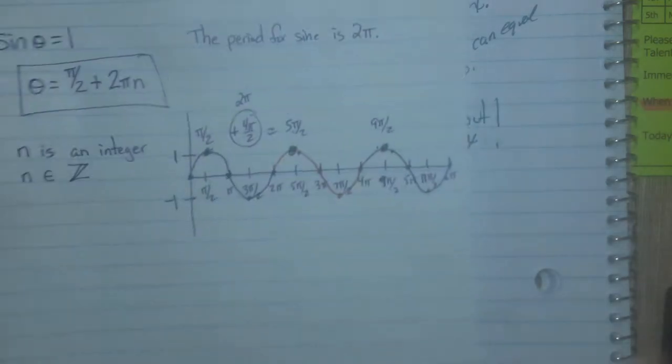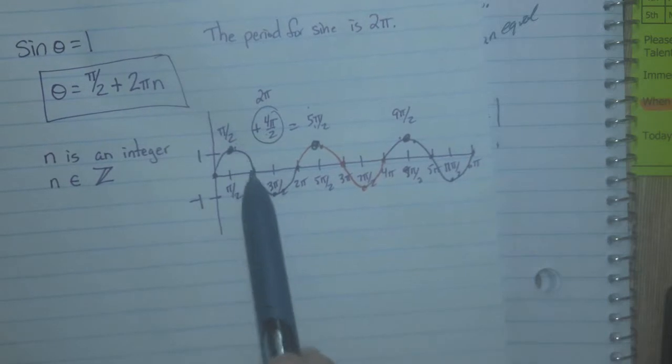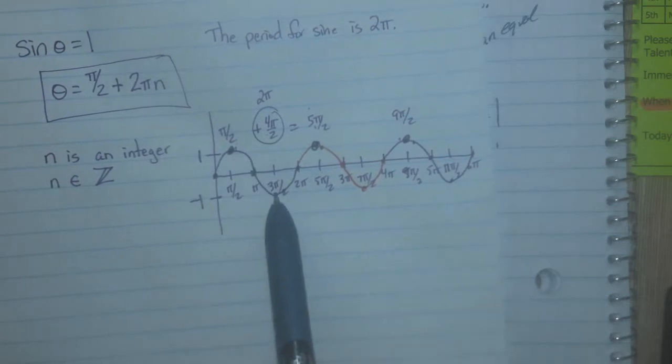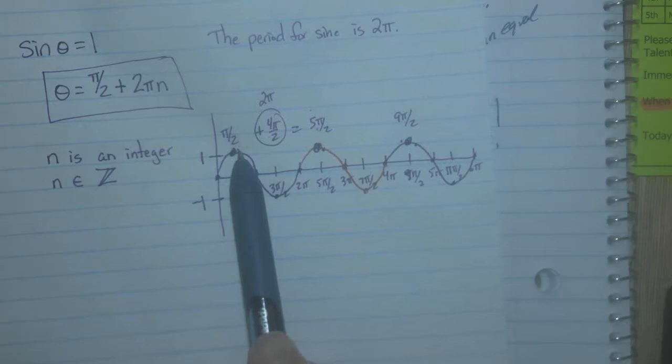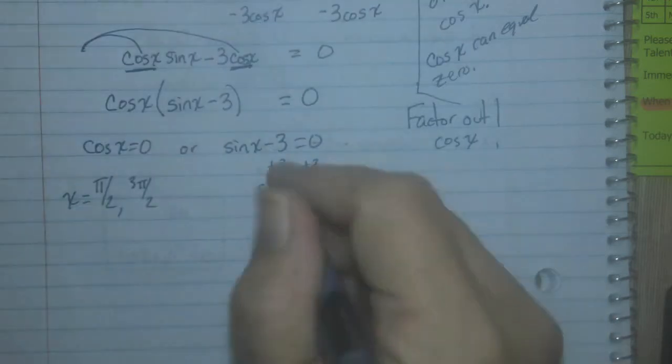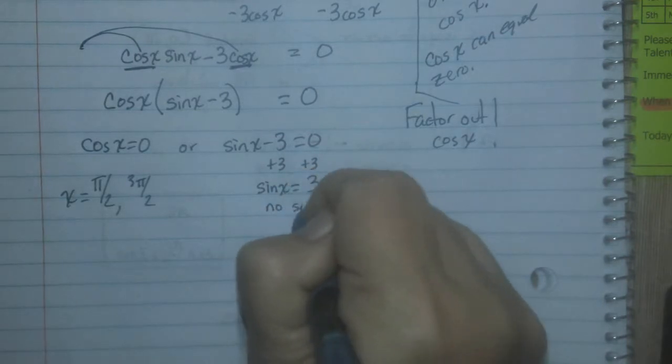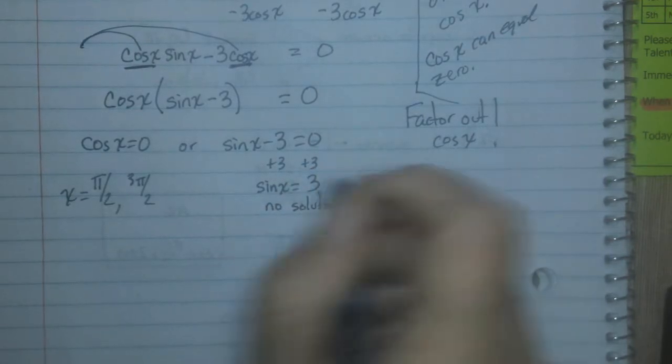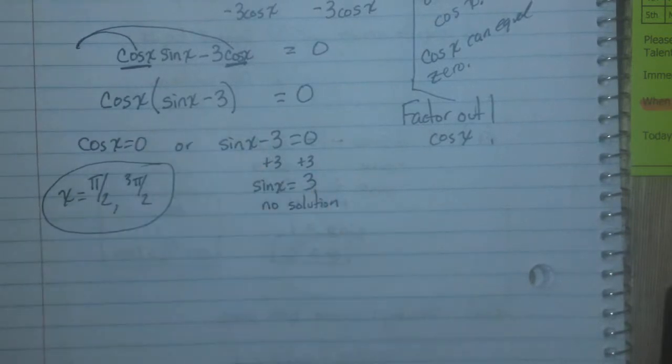It isn't. You remember your graph for sine? The range for sine goes from -1 to +1. When is sine going to be 3? Never. So this part has no solution. So it's only that answer right there. Pi over 2 or 3 pi over 2. Is there a difference between undefined and no solution? Yes. Okay.